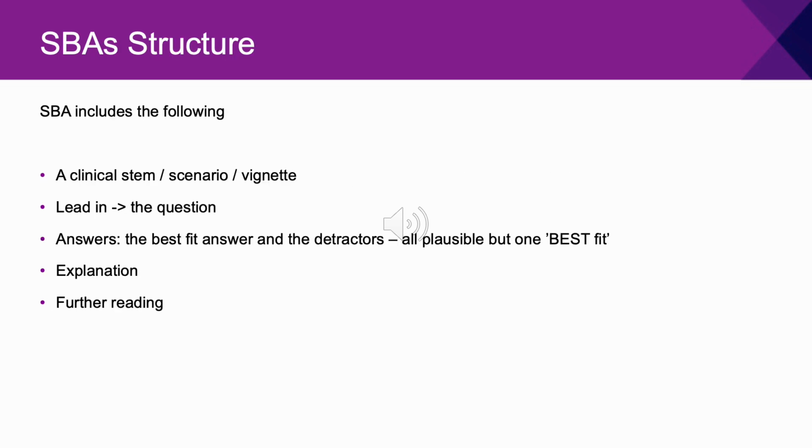The SBA structure includes the clinical stem or the scenario, then the lead-in, which is the question that we will ask the student, and then below it will be the 5 answers, or ideally 5 answers. One of them will be the best fit, and the others are called the distractors. All are plausible, but the correct one is the best fit. After that, you will give the explanation and then preferably a further reading or a link.